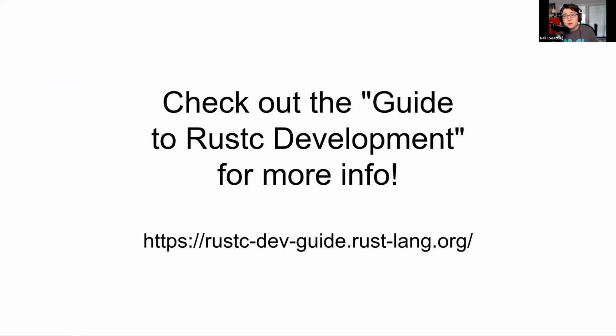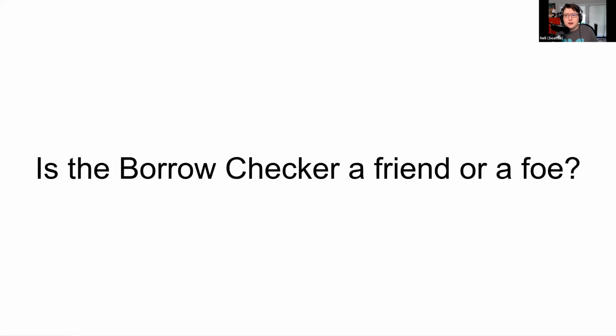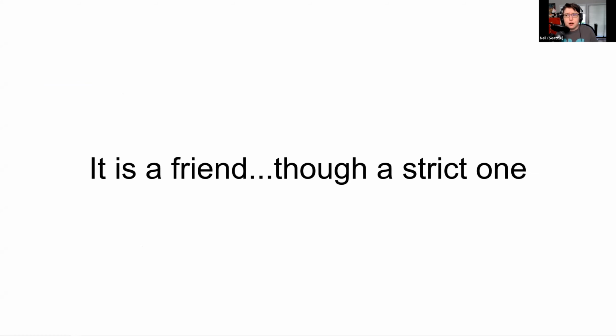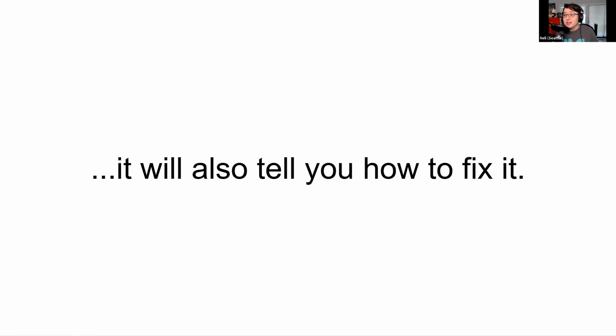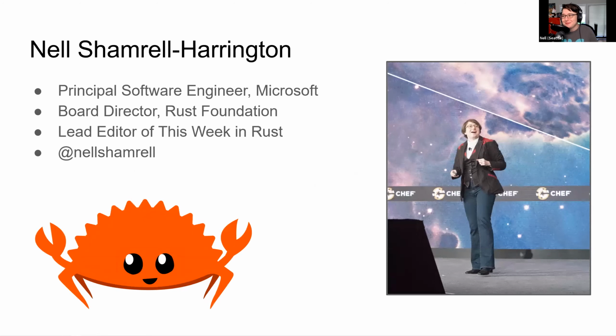Going back to this question from the beginning, is the borrow checker a friend or a foe? Well, I say it's a friend, though a very strict one. But the best thing about this friend is it will not only tell you when something is wrong, it will also tell you how to fix it. And I find that to be one of the best qualities I can find in a friend, as well as one of the best qualities I can find in a compiler. Thank you.